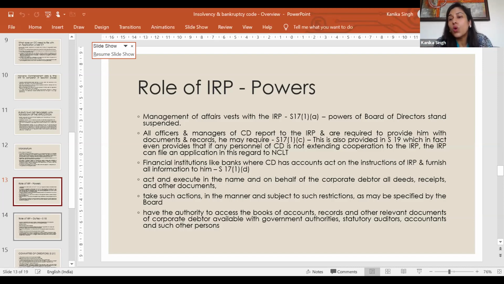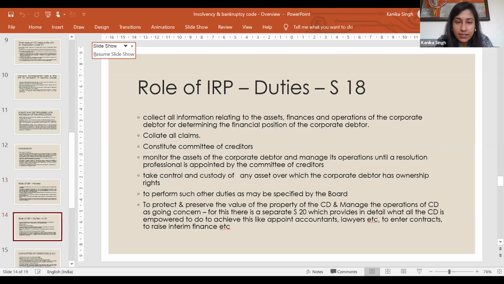Now let's come on to what are the duties of an IRP and why has he been appointed by the NCLT. So the duty of an IRP basically is that he is supposed to make a sort of an information memorandum, which we come to later, basically collecting information as to the status of the corporate debtor. What are the assets of the corporate debtor? How are its operations being run? What shape is the corporate debtor in?